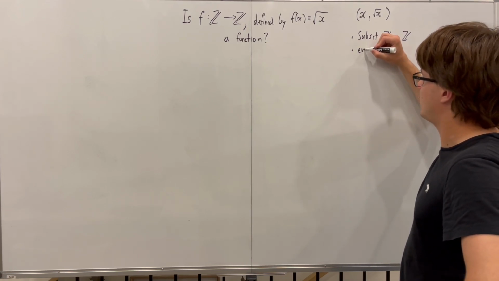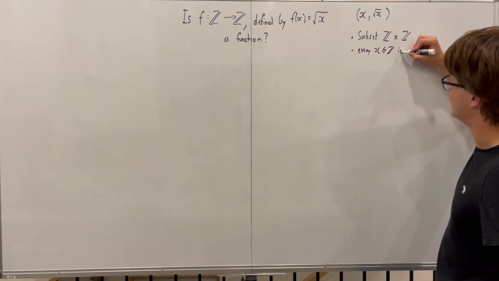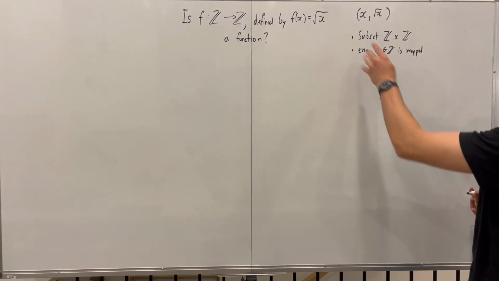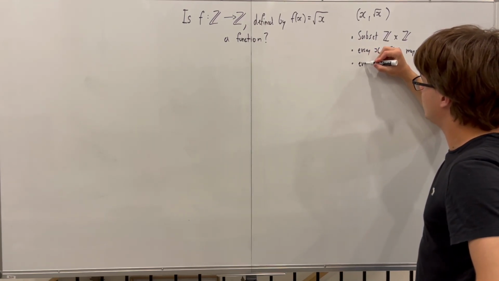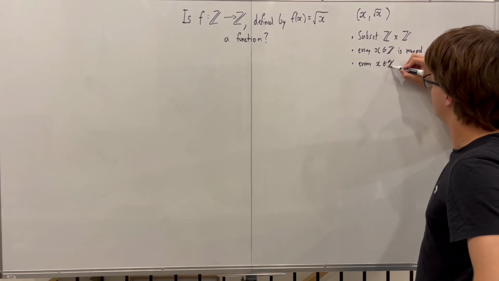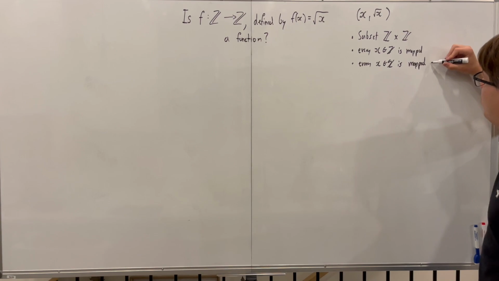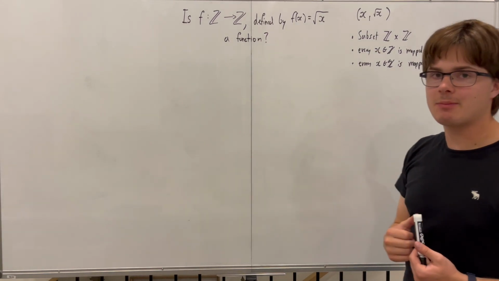We have to then make sure every input x is mapped. There isn't an x you can put in that has no home in the codomain of square roots. And finally, we have to make sure every x is mapped once. Every input can only have one output. Okay, so let's think about this.